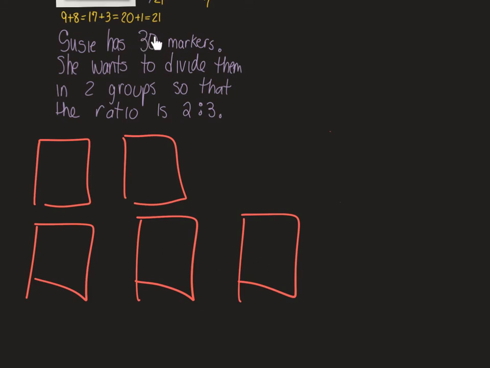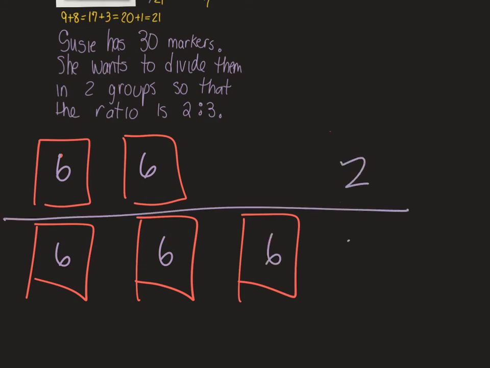Okay, but I have 30 markers, and these do need to match. So wouldn't we just say, how many? Wouldn't we say 6? 6, 12, 18, 24, 30. Boom. Now our ratio is 2 to 3. The groups are the same.